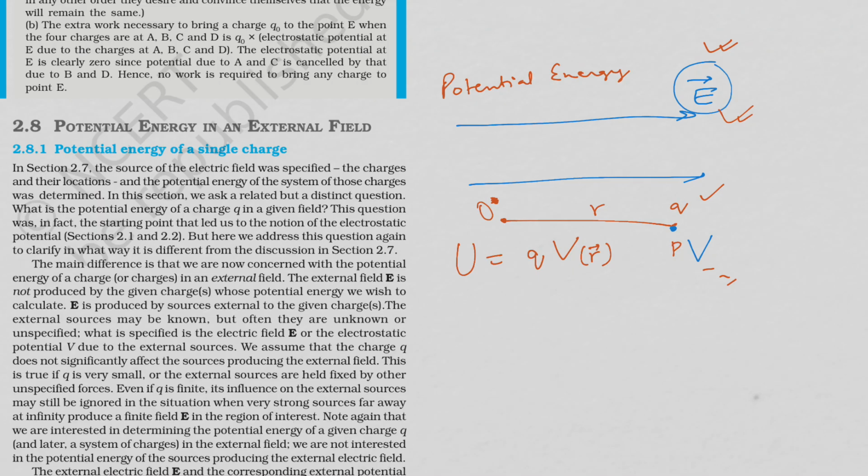And why do we have to use this position vector R? Because potential will change at every point, because potential is actually proportional to 1 upon R, 1 upon the distance. So at every distance the potential will change. So that's why potential at a particular point has a particular value. So we are considering that value of the potential. And this is our potential energy in an external field.